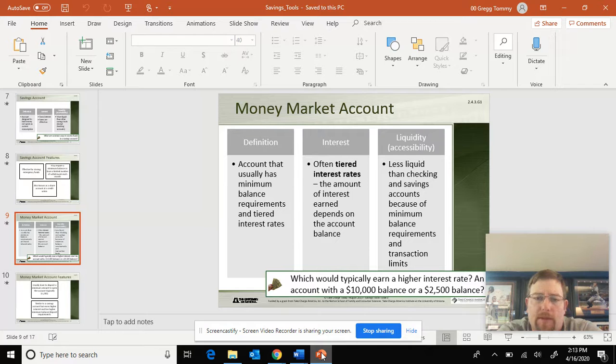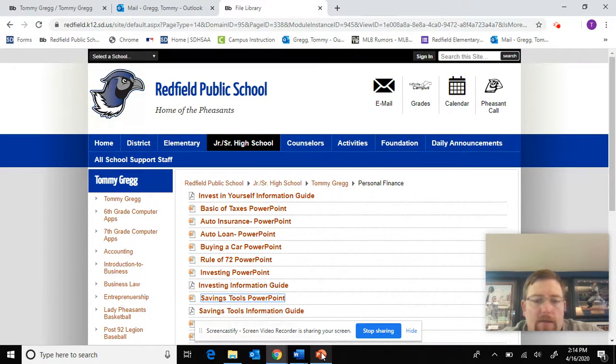So that's what is meant by tiered interest, but it depends on the account balance lots of times. The more money you've got, the more interest you'll earn, but it's tiered. It goes up periodically by the money amounts you have in there. It's less liquid than checking and savings, and usually you have a minimum balance and transaction limits, just like a savings account.